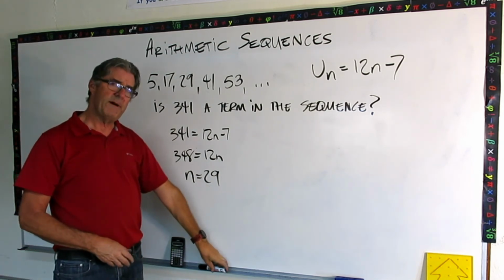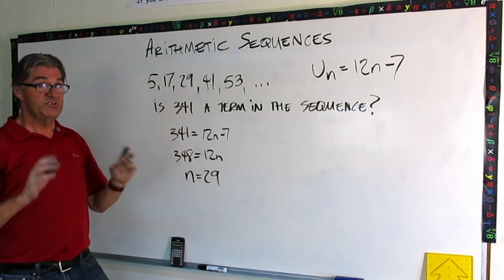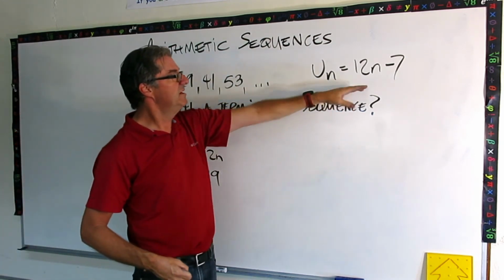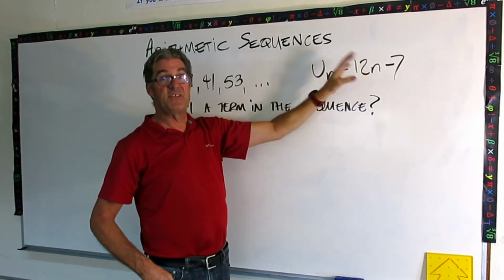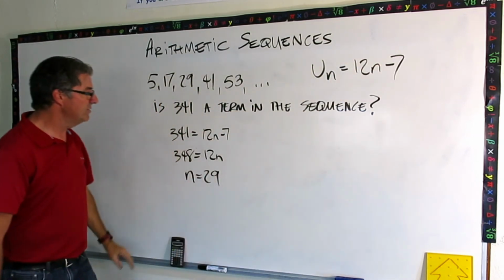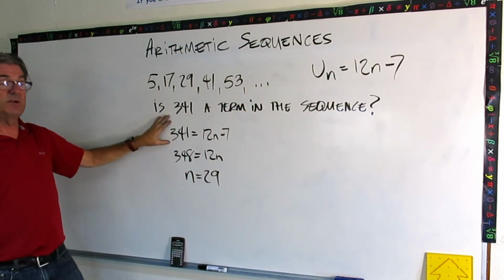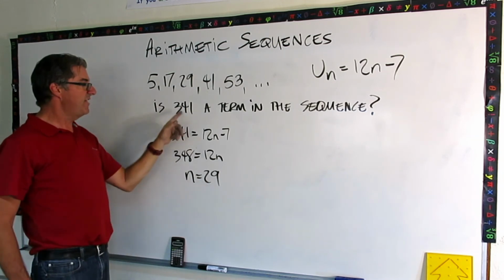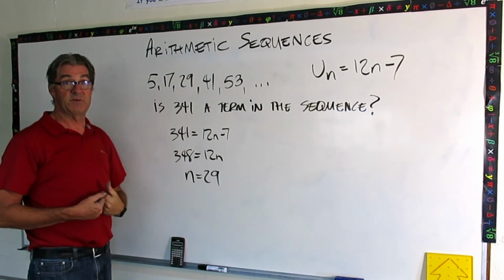So a word about summary for this kind of problem. We're just using it backwards, okay? So we found this formula so we can plug n in and find the number of the term. Now we're just going backwards. We're taking the number of the term and we're solving for n. And as long as n comes up as an integer, then that number is part of the sequence.